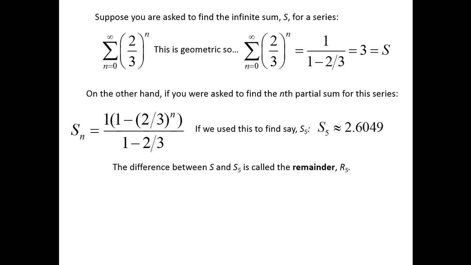So the difference between S, the infinite sum, which was 3, and S sub 5, the partial sum, we call the remainder. This is very important. Make sure you understand what's going on here. The notation we use is R sub 5 because we're using the fifth partial sum. But do you agree then that R sub 5 would be the infinite sum minus the fifth partial sum? So in this case, that would be 3 minus 2.6049, which leaves us with a remainder of 0.3951.